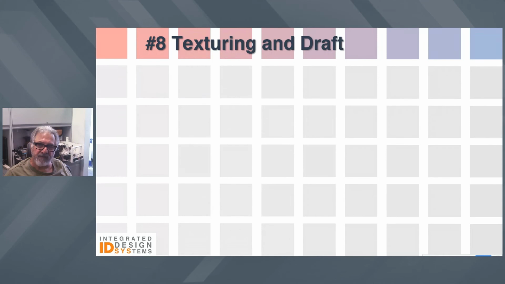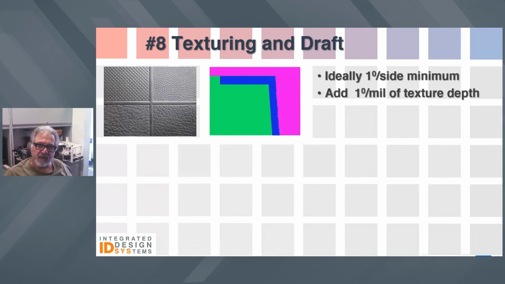Texturing and draft. Sometimes parts are designed with a fairly heavy texture and they don't have enough draft, and they're not molding properly. So a good rule of thumb to keep in mind is, when possible, design your parts with a minimum of 1 degree per side of draft. That's sort of injection molding 101.